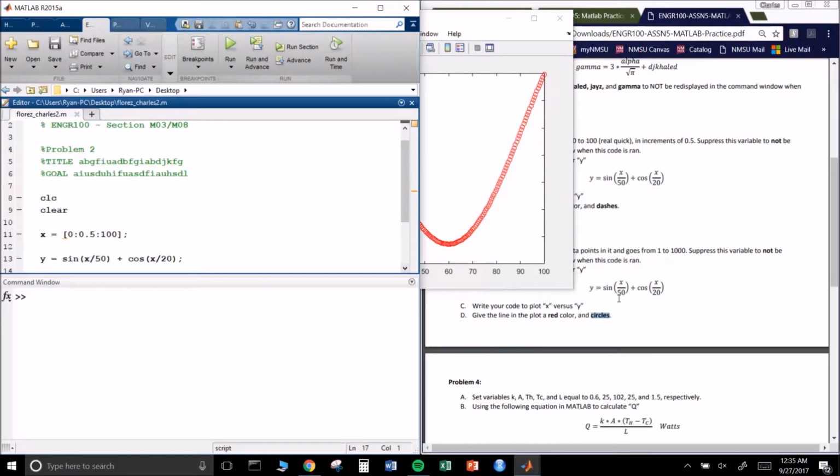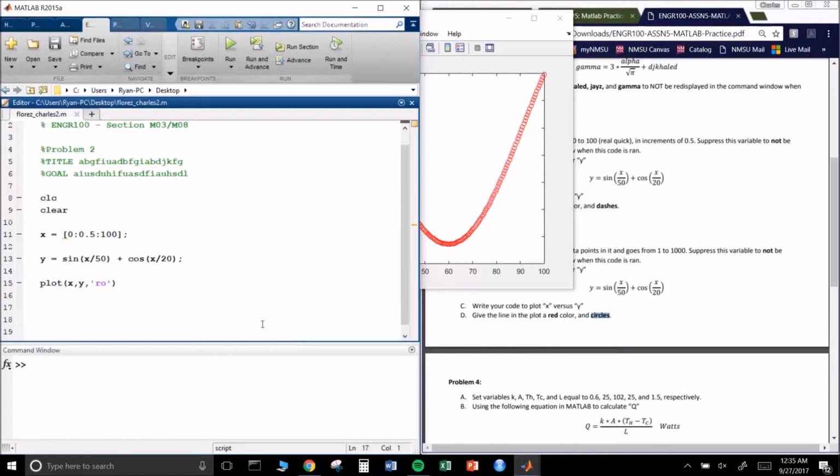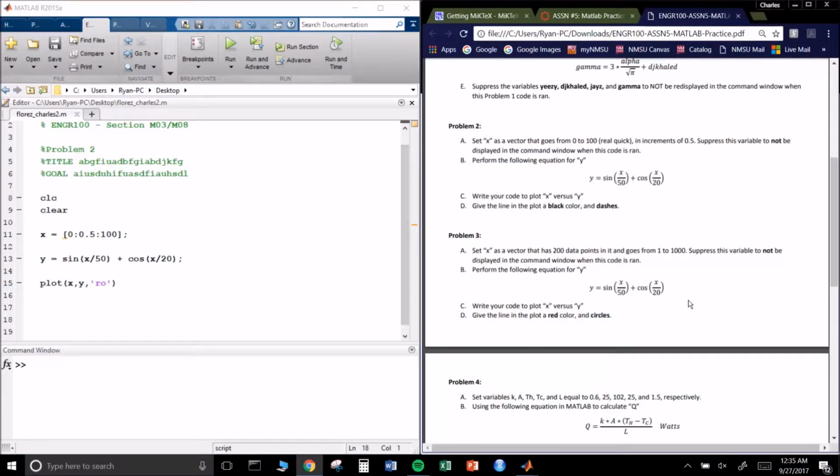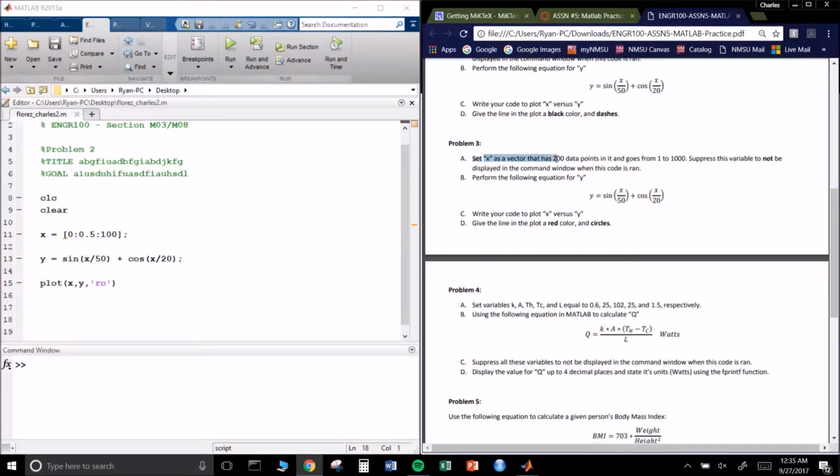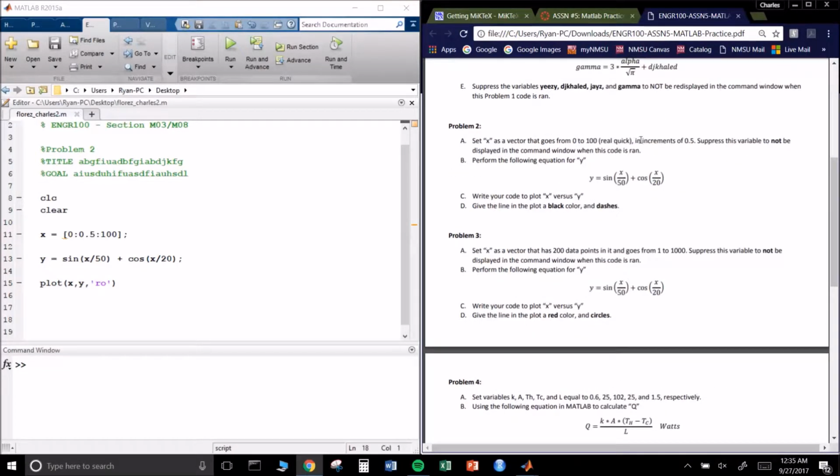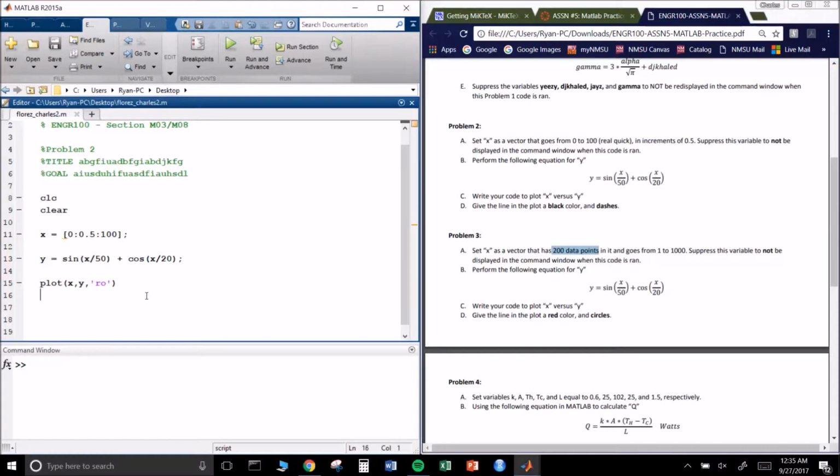And this is problem 2. Problem 3 is pretty much the same thing, except that instead of the increments, you are given how many data points. So you won't use the colon operator, you'll use another function that we talked about in class.